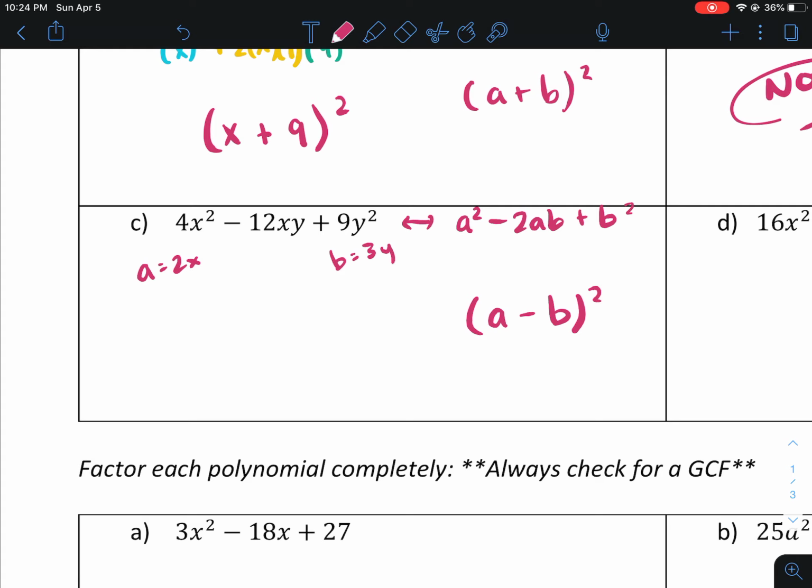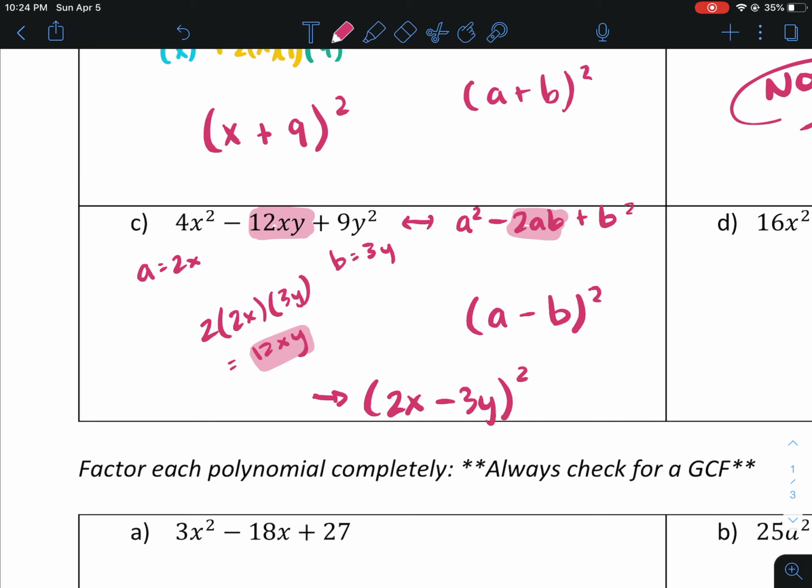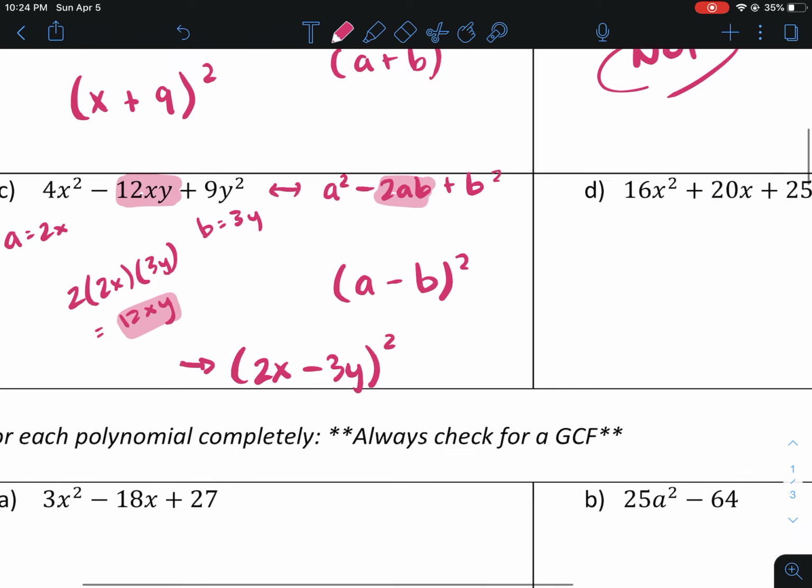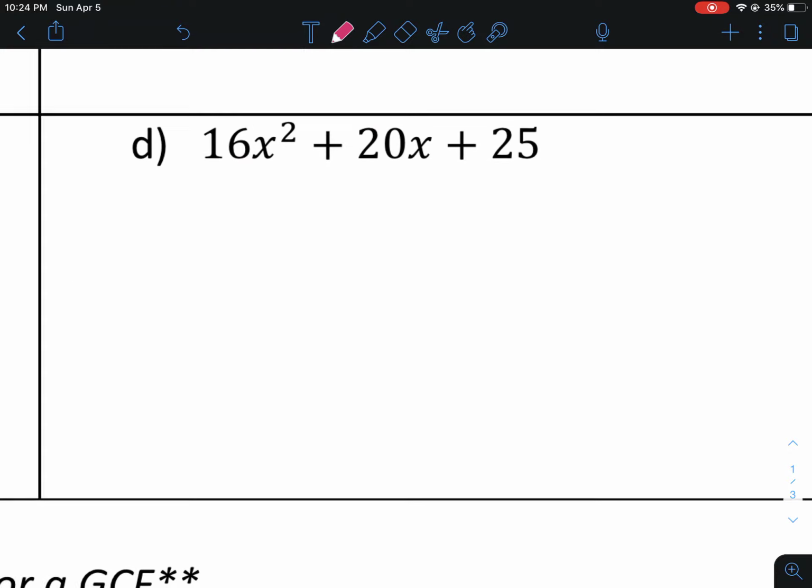So then we have to check, does 2ab equal 12xy? Well, 2ab is 2 times 2x times 3y, which is going to give us 12xy. And so because these match up, with that minus 2ab, we know that it's a perfect square, and so it factors to (2x minus 3y) squared. Okay, let's look at this one.